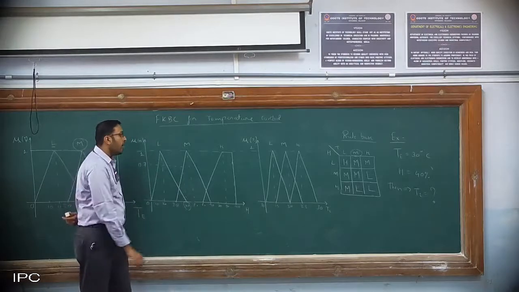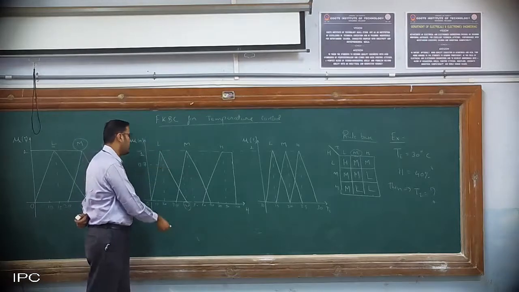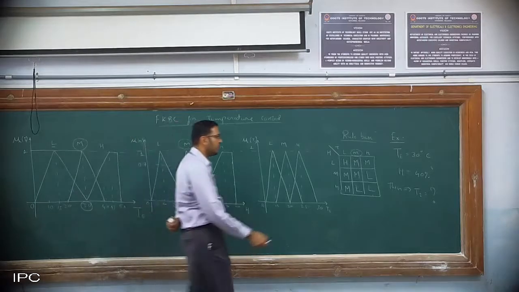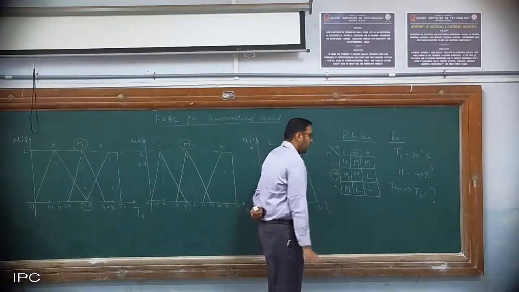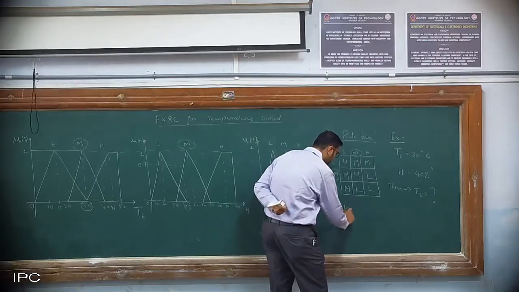So the highest degree of membership needs to be selected. So in that case, what will happen? It will select it as medium. So now humidity is what? Medium. Now the rule which is getting executed is rule executed.